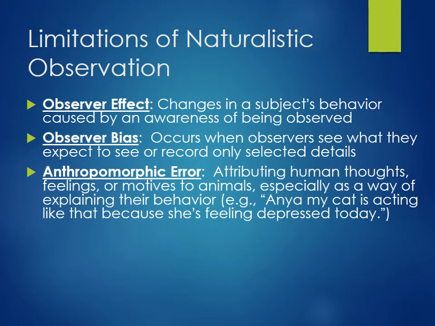The last thing is anthropomorphic error, attributing human thoughts, feelings, or motives to animals, especially as a way of explaining their behavior. My cat is acting like that because she's feeling depressed today. No, she's a cat. You can't diagnose cats with clinical depression. We try to make them more human. We try to describe their behaviors as human. It's because of our want to elevate animals, and it's not that they don't care or that they don't have some sort of feelings, but obviously as humans, we can't, nor should we, attribute our thoughts and feelings and motives to animals.